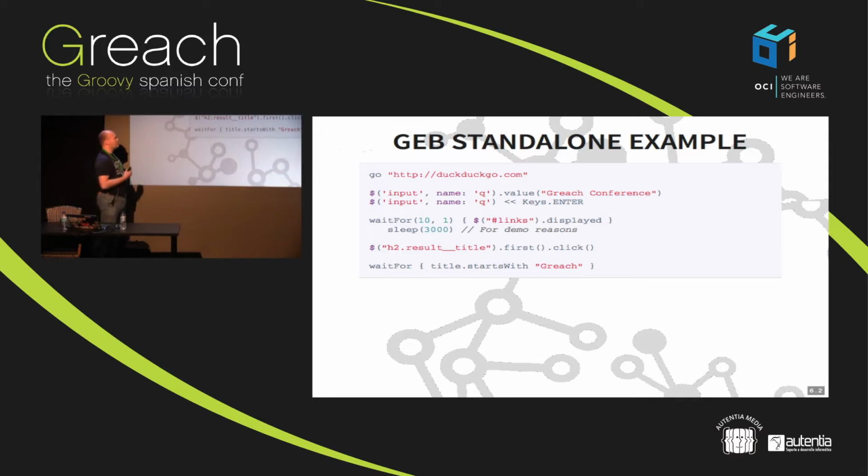I'll get back to how we do waiting, but this is one of the ways. So the search engine needs a little time to think, but it doesn't really reload the page, so it's some AJAX call. Once that is available, we can go find the results, take the first of these, and click that link. And then we'll be on a page that starts with Greach.